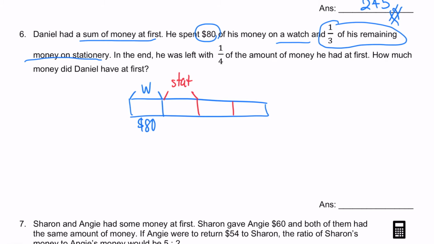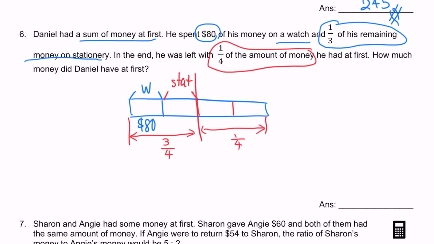In the end, he was left with 1/4 of the amount that he had at first. So this portion is equal to 1/4, which means this portion will be equal to 3/4, because they are talking about the whole, the amount of money, which is the whole thing. There are 4 units in all. Okay, so let's take a look at the units, the number of parts. In 1/4, there are 2 parts. So if there are 3/4, there will be how many parts? It will be 3 times 2, 6 parts.